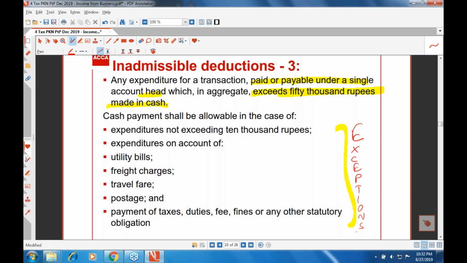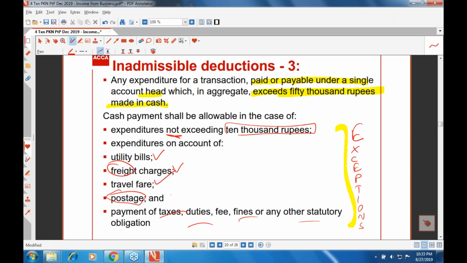So what are the exceptions? If you make payments in cash for any expenditures, they are not going to be allowed unless any single expenditure, any single invoice, does not exceed 10,000. That's number one. Or you pay utility bills in cash, you pay freight charges, which is transportation, traveling costs, postage, or you pay taxes, duties, fines, penalties, etc., or any other statutory obligation. So these are five elements.